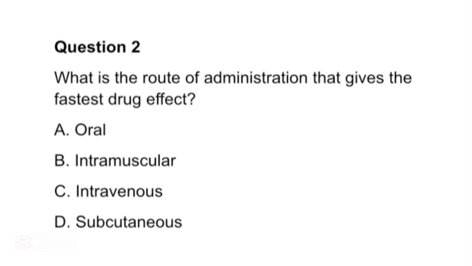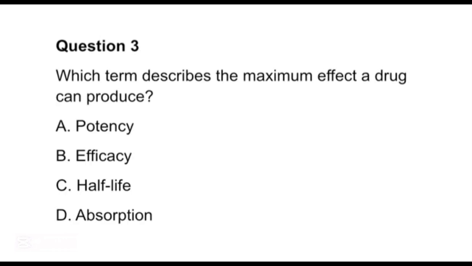Question 2. What is the route of administration that gives the fastest drug effect? A. Oral. B. Intramuscular. C. Intravenous. D. Subcutaneous. Correct answer, C. Intravenous.